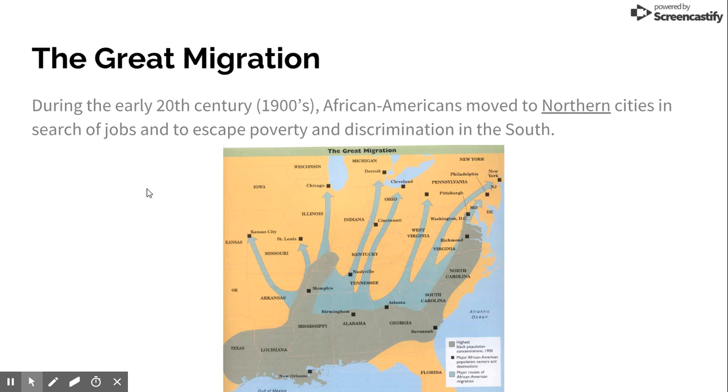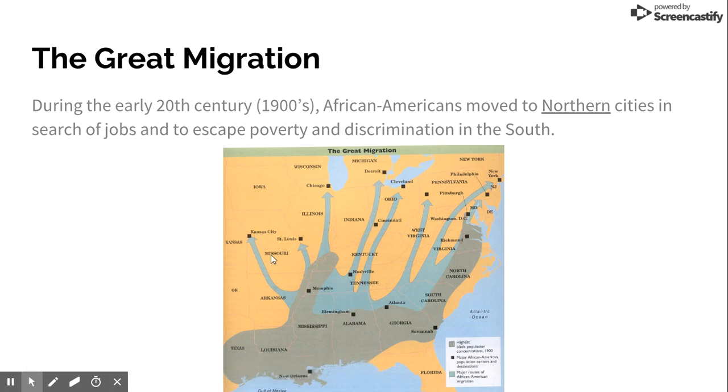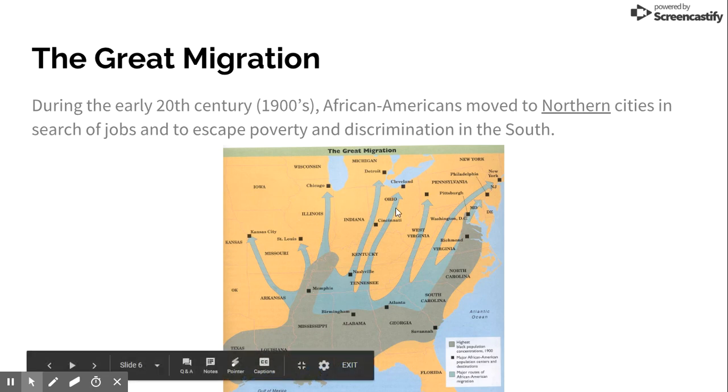This led to the Great Migration, and during the early 20th century, African Americans moved to the northern cities in search of jobs to escape poverty and discrimination in the South. Because in the South, if you're African American, you face a lot of discrimination, and they were poor as well. It was hard to get jobs. So a lot of African Americans moved to northern cities.